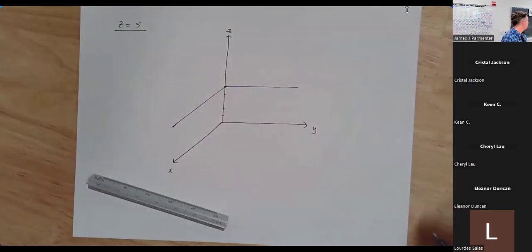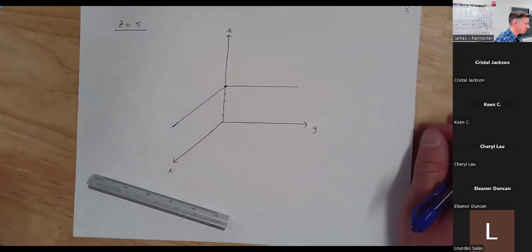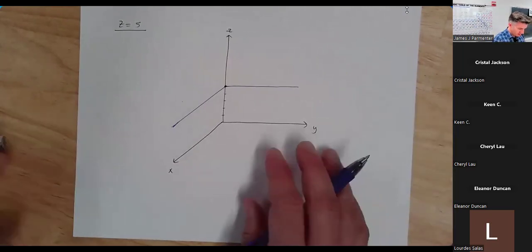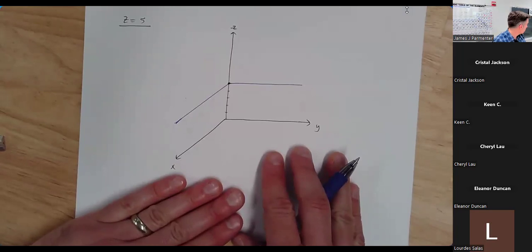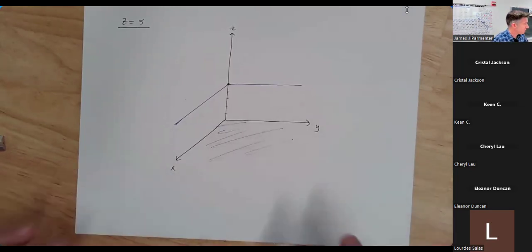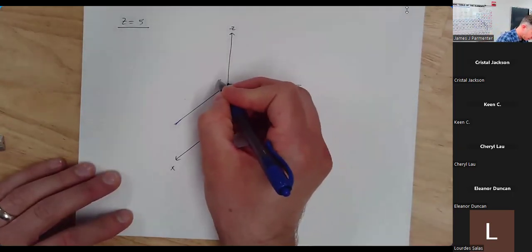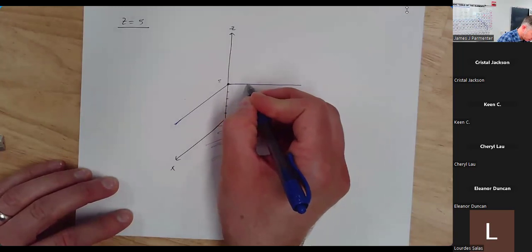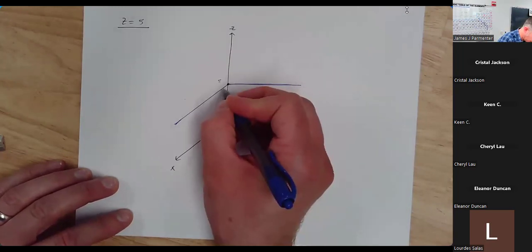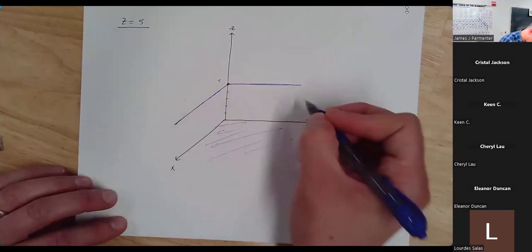So drawing a plane can be kind of weird. Like I want to draw arrows, but I don't really want to draw arrows. So what I'm going to do is draw a rectangle in the appropriate orientation. I'm essentially taking the XY plane where Z equals zero, which is all this down here, and shifting it up by five. So I go up to Z equal to five. I move parallel to the Y-axis. I move parallel to the X-axis. And then I do the same thing here, hopefully.